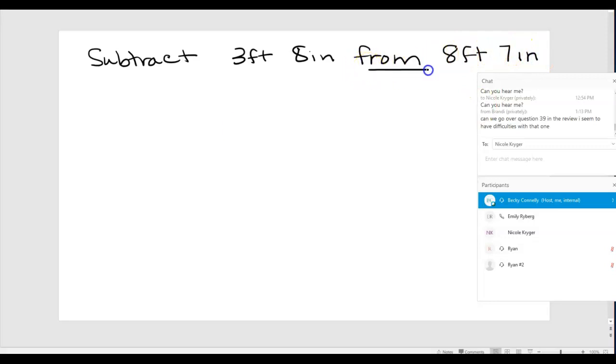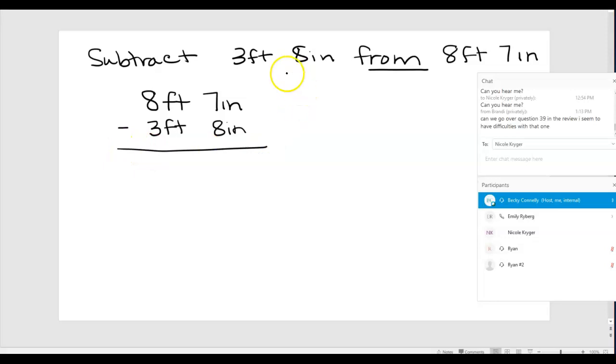All right, so that word from comes up in this, and that means that you have to write this backwards, right? If you don't write it the other way, you're going to end up with a negative number, which would be weird to say that we have a negative length. So make sure you have your 8 feet 7 inches on top and minus your 3 feet 8 inches on the bottom. But now we can't do 7 inches minus 8 inches, right? So what do we have to do at this point?